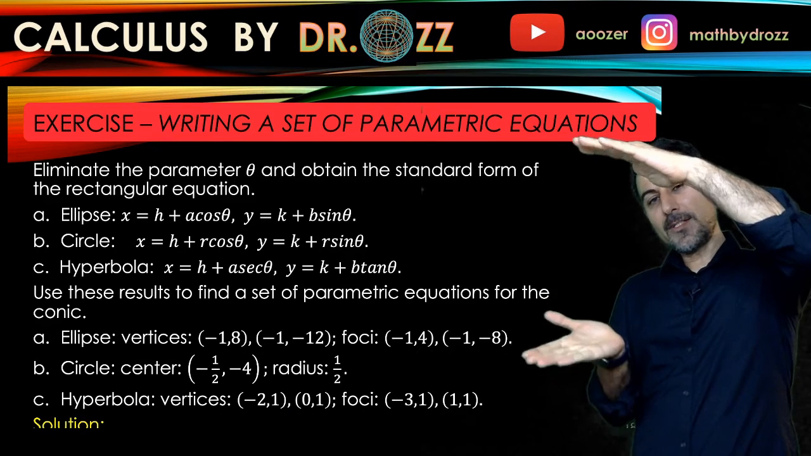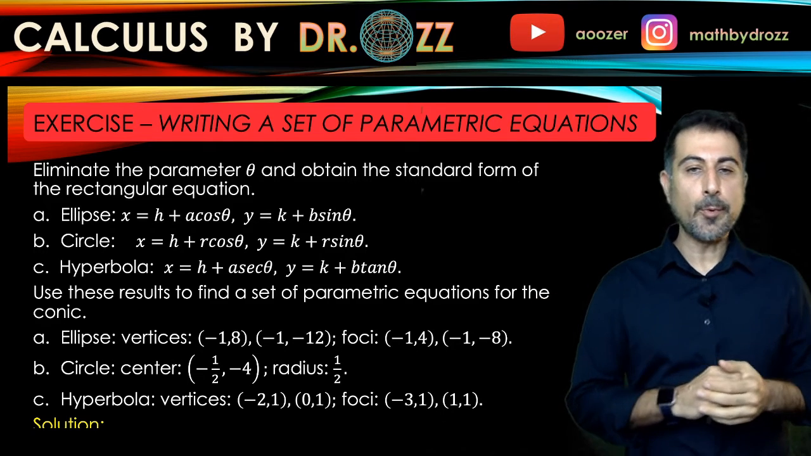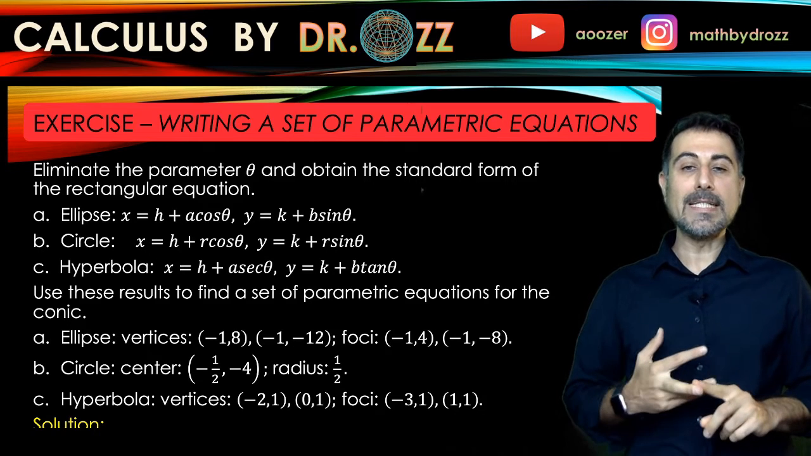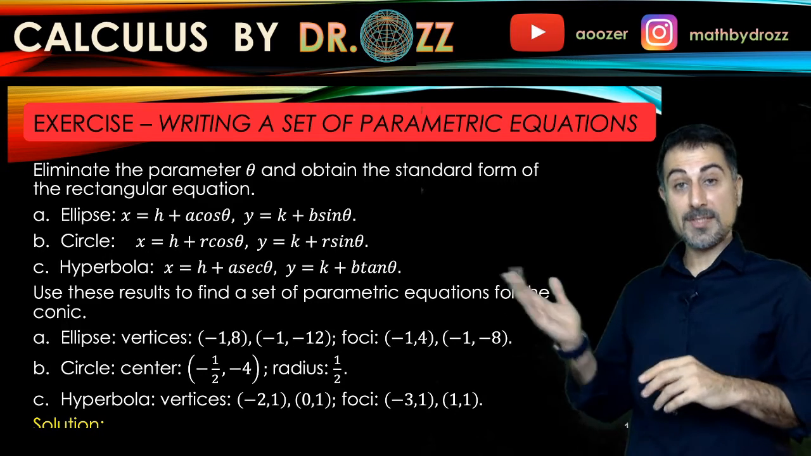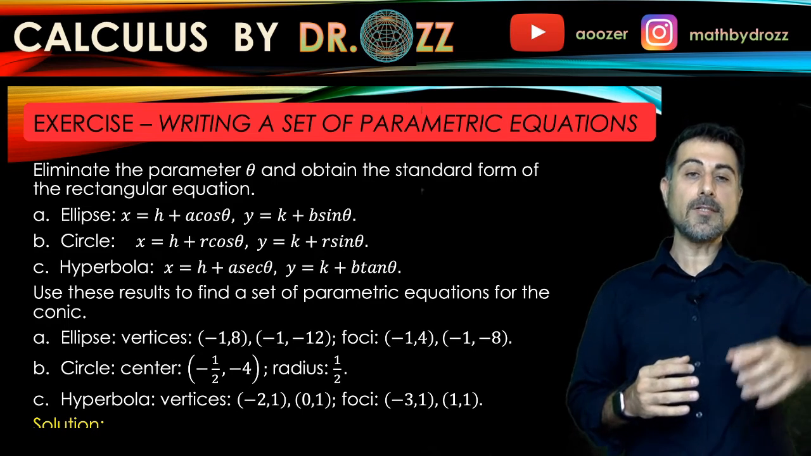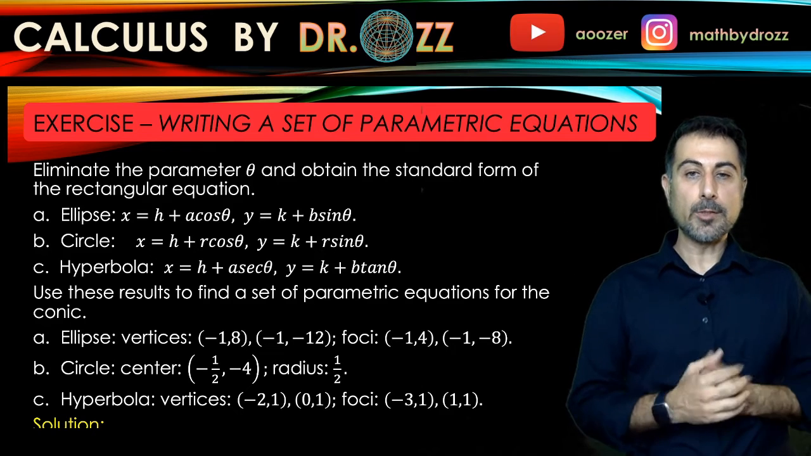Today we're given an exercise where we're going to do a lot of stuff. In the first part, we are given parametric equations of an ellipse, a circle, and a hyperbola, and we're going to try to eliminate the parameter, which is theta in this case, to get down to the standard equations of the ellipse, circle, and hyperbola in the rectangular equation form.